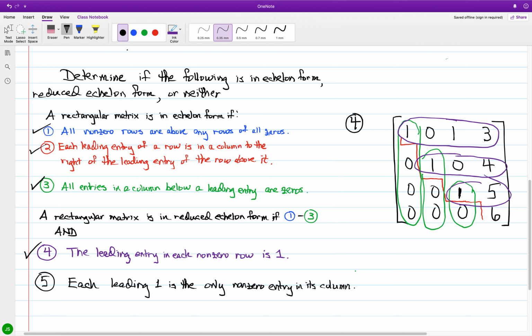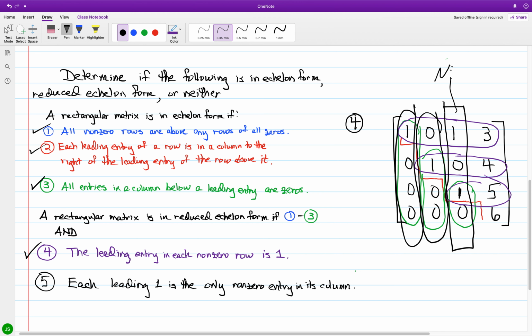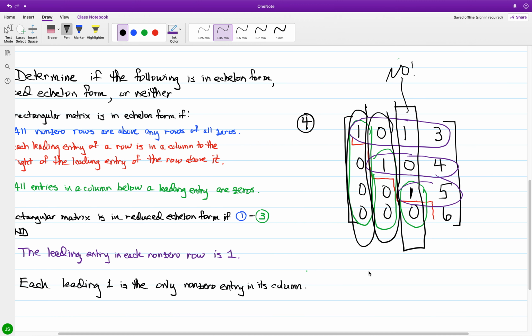Now, to be a reduced echelon form, each leading one must be the only non-zero entry in its column. So far, the first column is good. This is good. However, in the case of the third and last leading entry, notice that we have another one here. And so this fifth requirement is not satisfied. Since we had the first three requirements met, but not all 5, this particular matrix is going to be in echelon form.